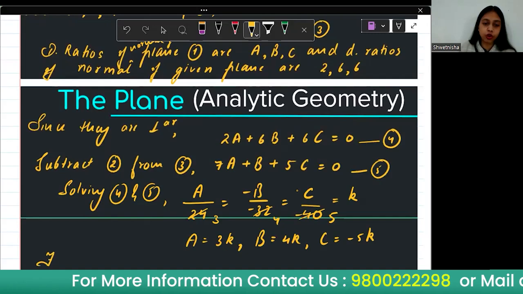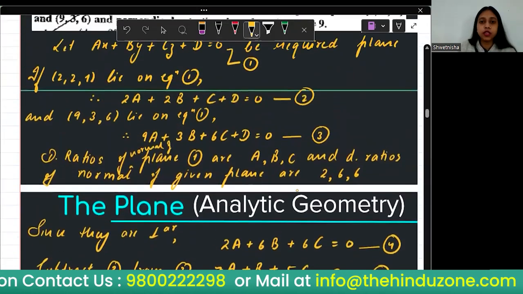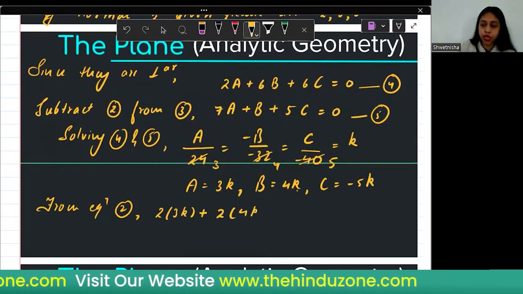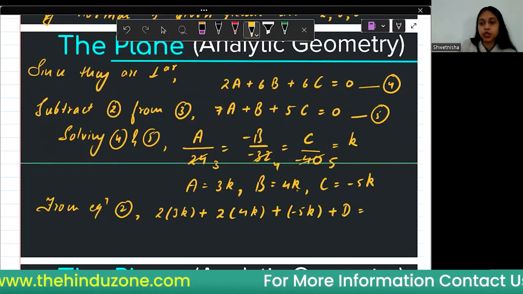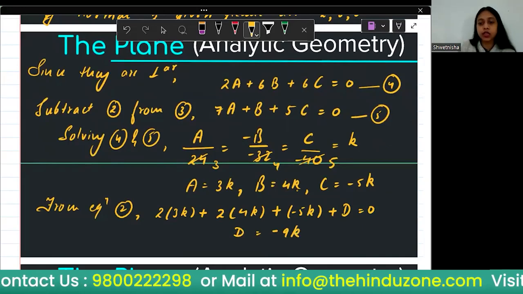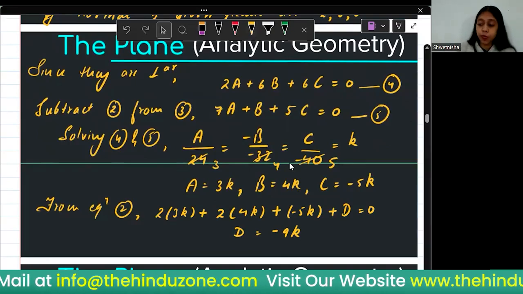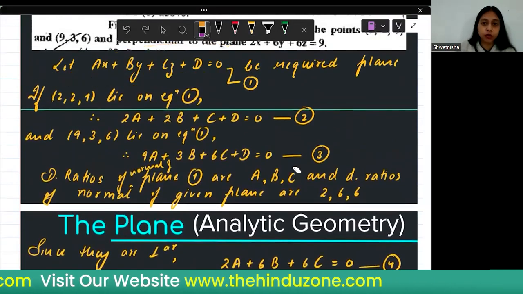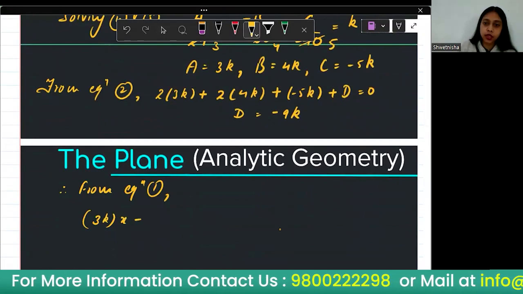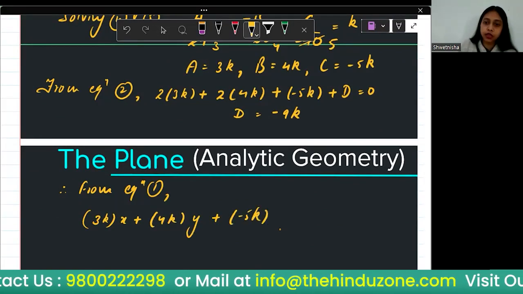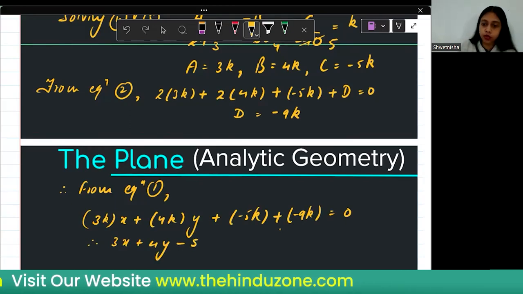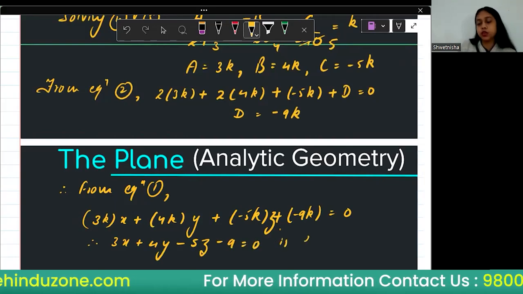Substitute this in equation 2. We have 2 times 3k plus 2 times 4k plus C plus D, and you can calculate D from here. That will be minus 9k. So you have all the values in terms of k. Substitute the values of A, B, C, D in equation 1, which is Ax plus By plus Cz plus D equals 0. Therefore, 3x plus 4y minus 5z minus 9 equals 0 is the required equation.